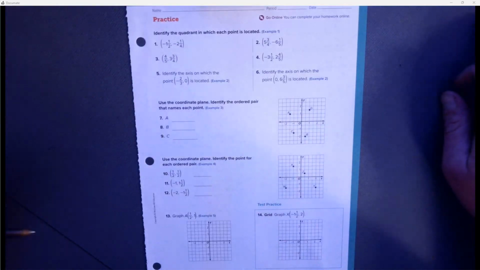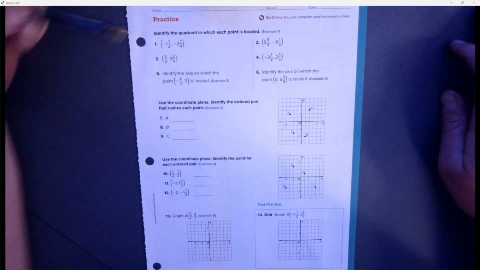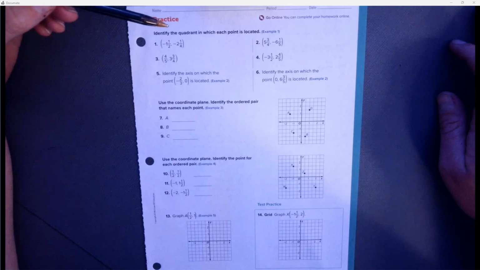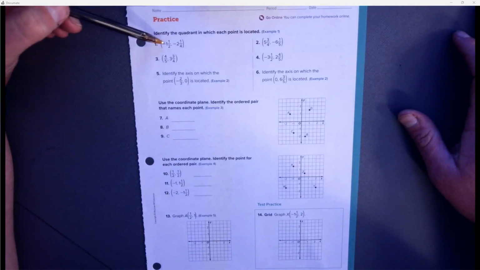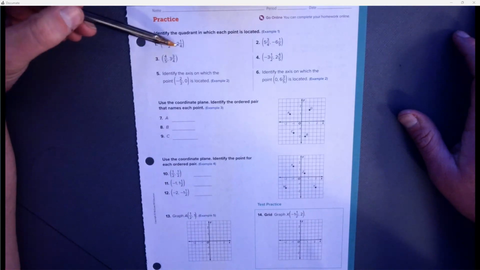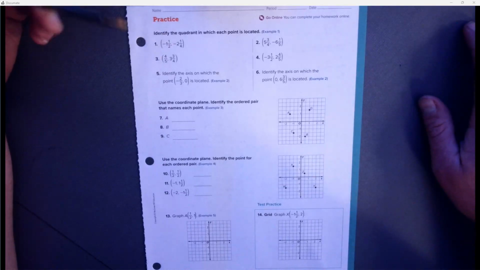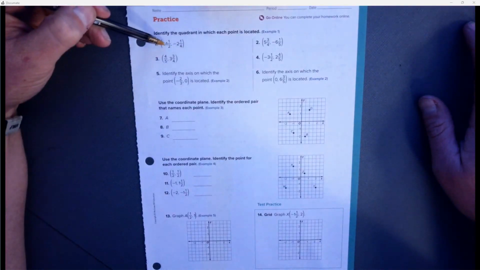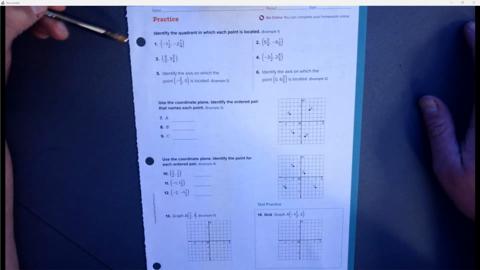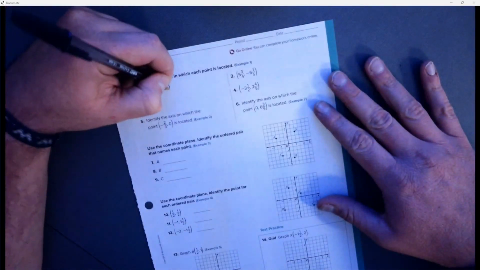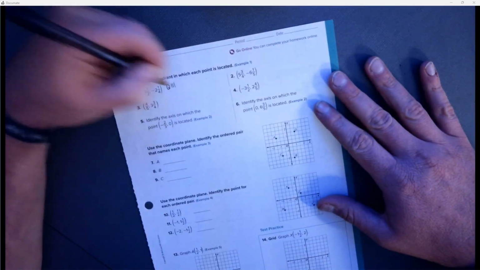Let's get some practice in on page 243. Number 1 wants us to identify the quadrant in which each point is located. Well, number 1 is negative 1.5, negative 2 1/4. Since they're negative, negative, we know it's going to be x to the left and y down. So that's going to be quadrant 3.